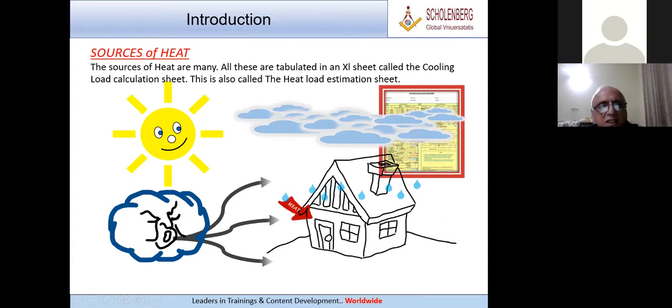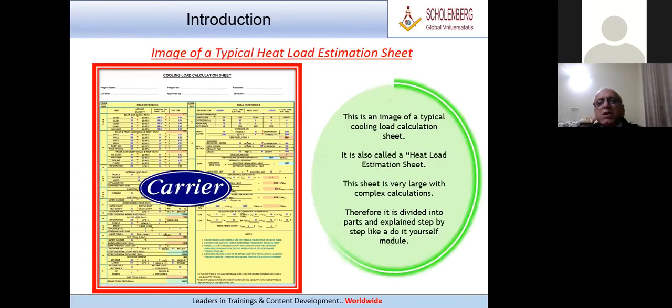Now, this is a typical calculation sheet, or heat load estimate sheet. This sheet is very large and with complex calculations. Therefore, it is divided into parts and explained step by step.